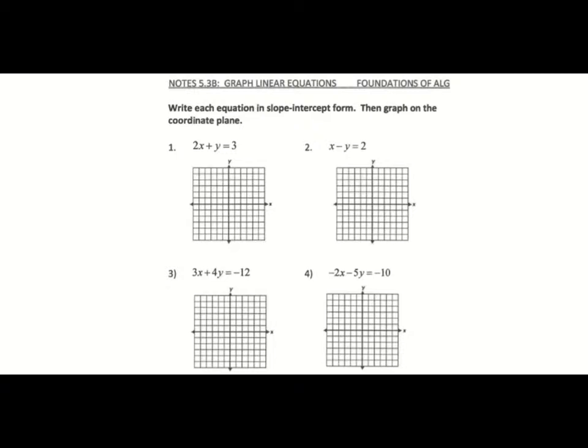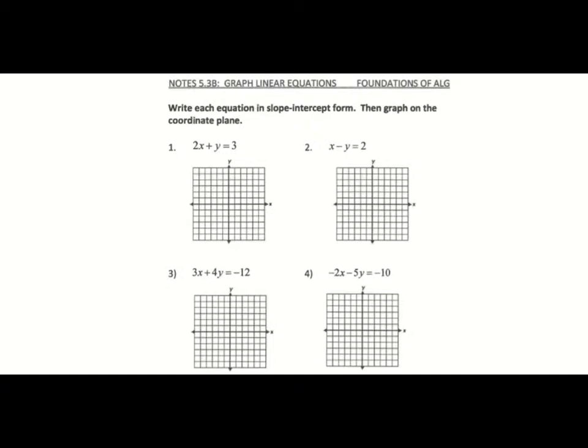5.3b is going to be very similar to what we were doing in 5.3a, but now we have one more step that we have to do before we can find our slope and y-intercept. And that step is step number 1 from that first page of notes on 5.3a. Step number 1 was to get y by itself.